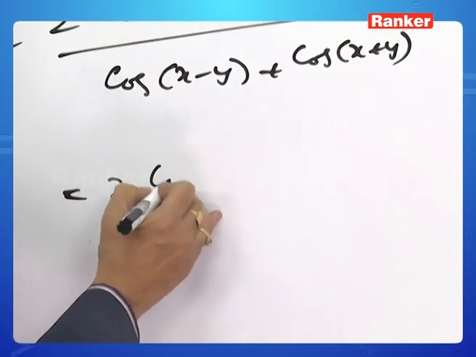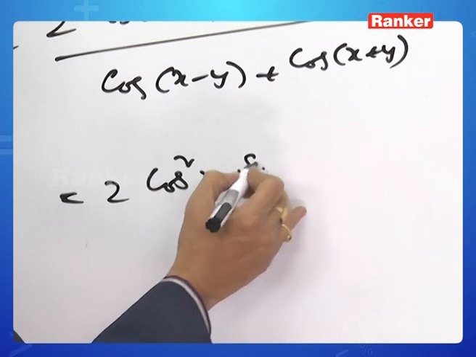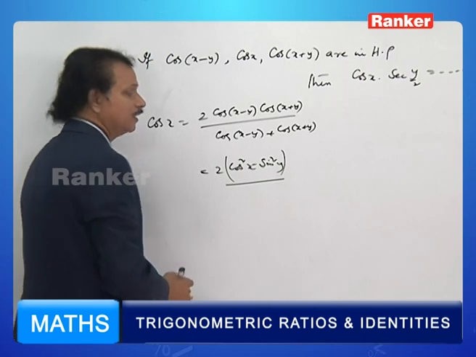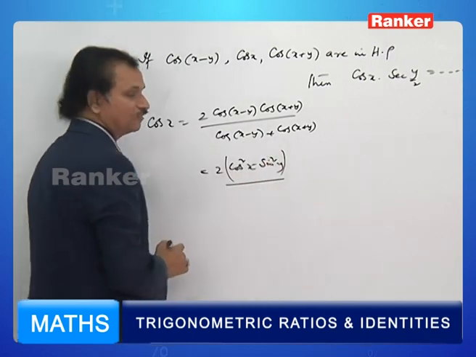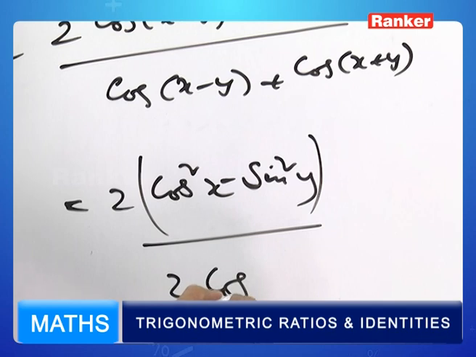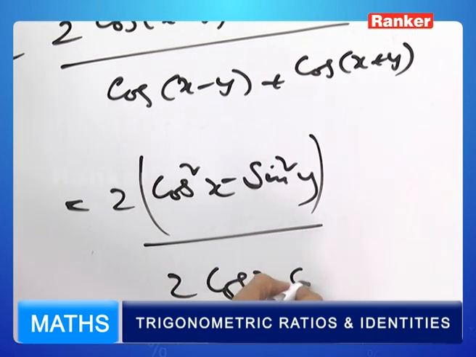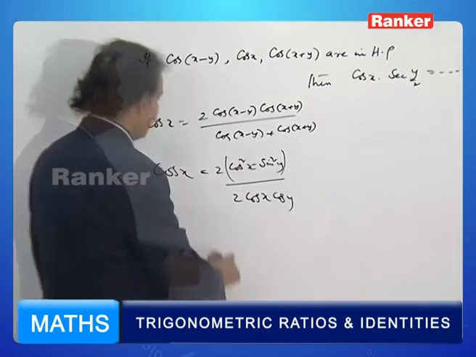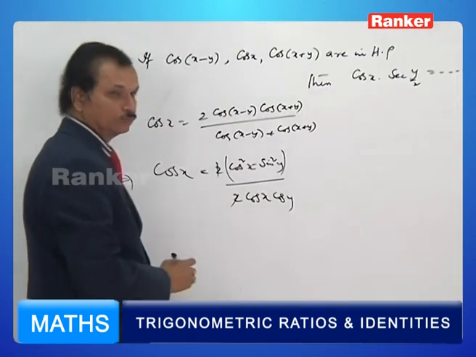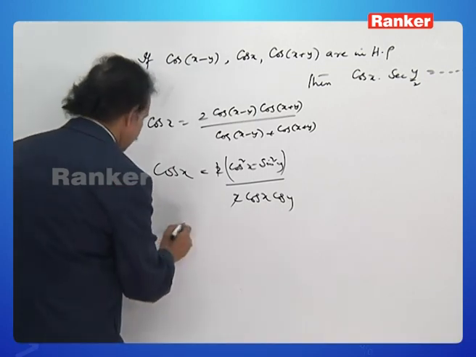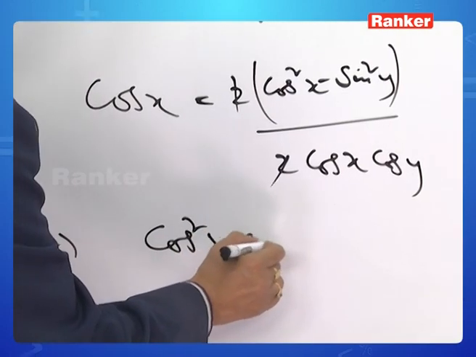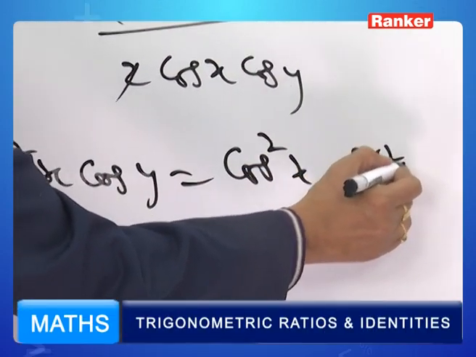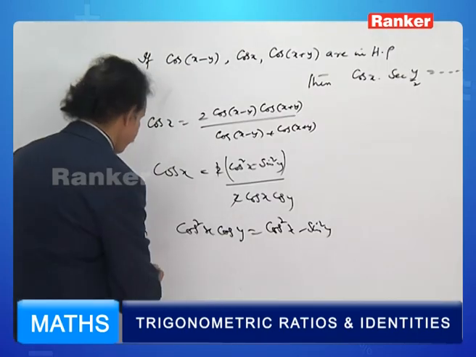What is that? Cos square x minus sin square y, by cos(x + y) plus cos(x − y). What is it? 2 cos x cos y. Cos x is equal to... Here 2 will be cancelled. No question of presence of 2. Now cross multiply. Cos square x into cos y is equal to cos square x minus sin square y.